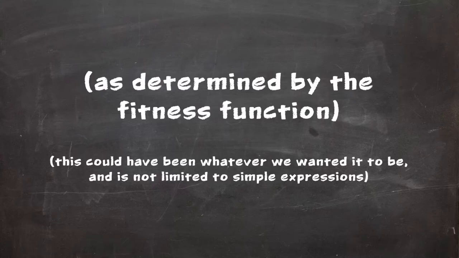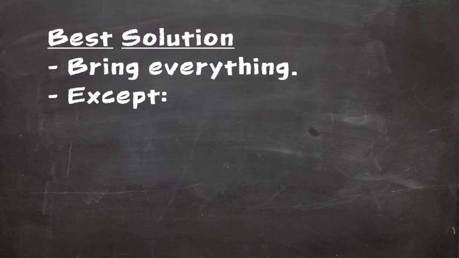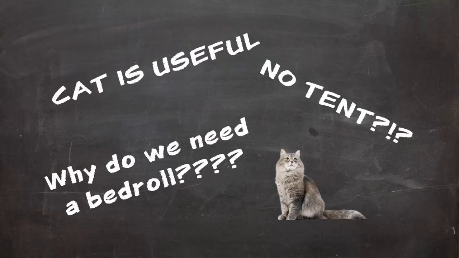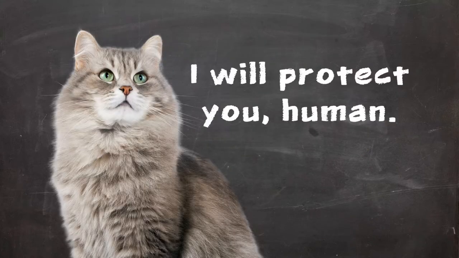The results show that the best solution found by the algorithm, as determined by the fitness function we defined earlier, is to bring absolutely everything but the tent, the cat, and Gavin. Some of you may argue for different values for usefulness than we defined before. The cat's useful, isn't it?